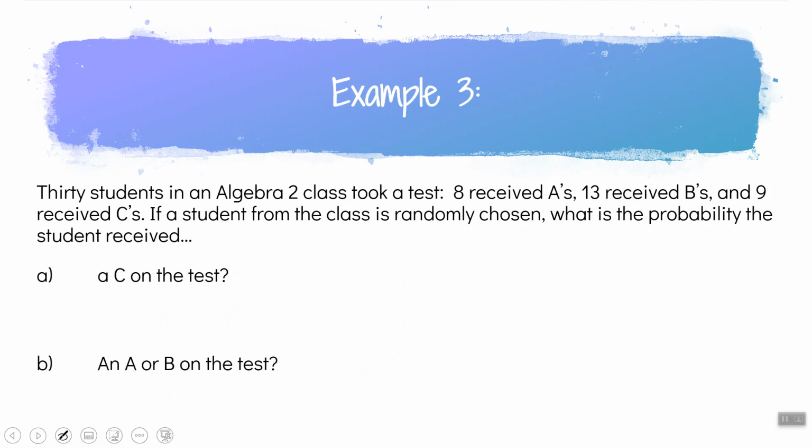Let's say 30 students in an Algebra 2 class took a test. 8 got A's, 13 got B's, and 9 got C's. If a student from the class is randomly chosen, what is the probability that the student received a C on the test? So to figure this out, the first thing we need to do is find the total number of students. Well, I told us there's 30, but if they didn't tell us, you could easily add the 3 subgroups. So C on the test, well, there's 9 kids, 30 students, 9 of which got C's, so 9 out of 30, which you could easily reduce and you'd say, oh, 3/10.